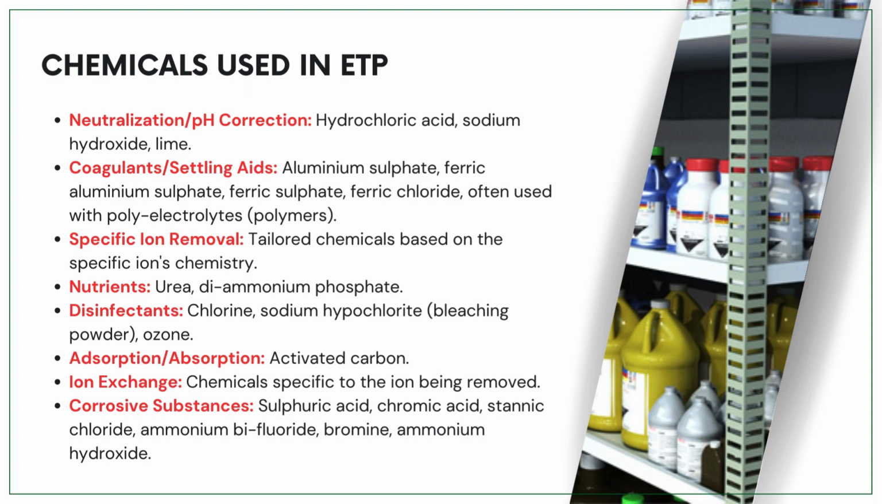Disinfectants used include chlorine, bleaching powder, sodium hypochlorite, and ozone. For adsorption and absorption, activated carbon is commonly used. Ion exchange processes depend on the specific ion that needs to be removed. Examples of corrosive substances used in ETPs include sulfuric acid, chromic acid, stannic chloride, ammonium bifluoride, bromine, and ammonium hydroxide.